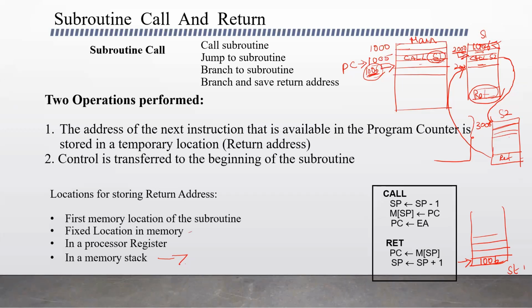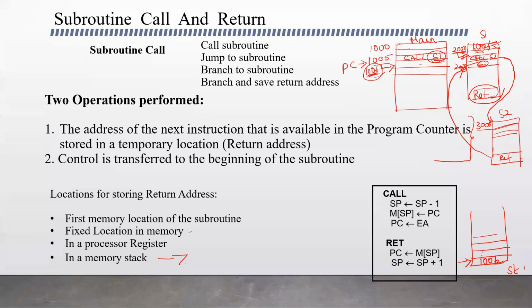When the subroutine S1 is executed, there is a call statement that calls the subroutine S2. The control has to branch to S2, to the location 3000, and it also has to store the return address. We are talking about storing the return address in the stack. So here the return address is 2003. This is the place where the control has to return back.